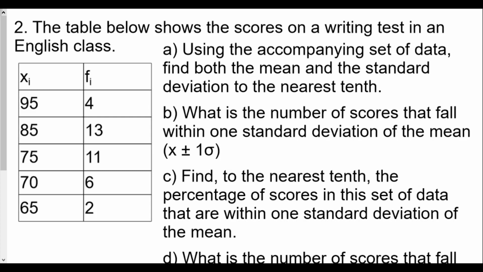The table below shows the scores on a writing test in an English class. The first row, xi, is all the particular scores, and the second row is the frequency, how many times they occur. For example, for 95, there were 4 tests that had 95. There were 13 tests at 85, 11 tests with 75, 6 tests with 70, and 2 tests with 65. We're going to use a graphing calculator to find things like the mean and the standard deviation to the nearest tenth. So let's get our graphing calculator ready.